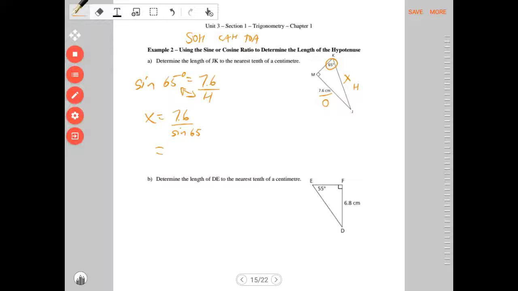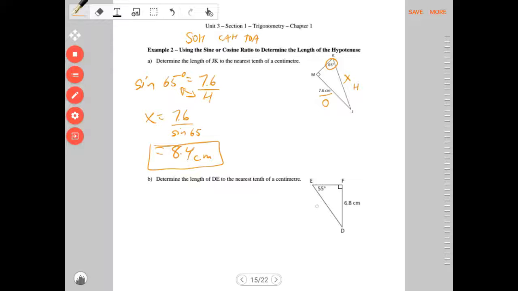Okay, and we get, to the nearest tenth, 8.4. And then there are units on this, so 8.4 centimeters. So there's our answer for that one. Awesome.